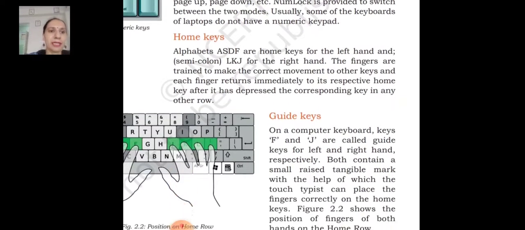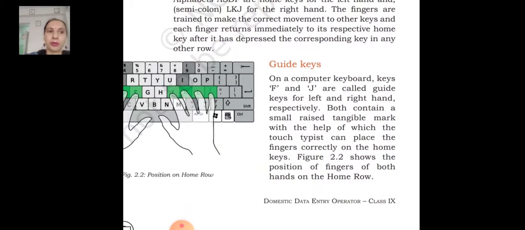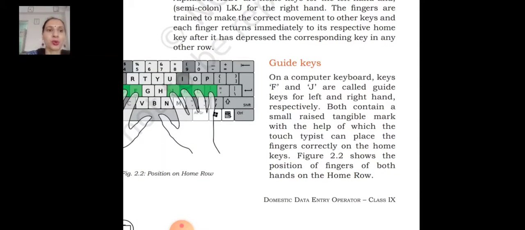Then we have guide keys on a computer keyboard. Remember, F and J are called guide keys for the left and right hand. Both contain a small raised tangible mark with the help of which the typist can place the fingers correctly on the home keys. This figure shows the position of the fingers of both the hands on the home keys.